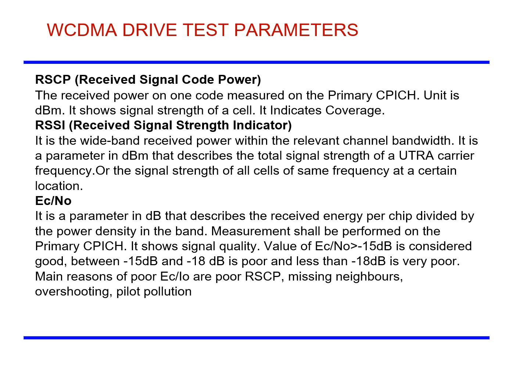Ec/No is a parameter in dB that describes the received energy per chip divided by the power density in the band. The measurements shall be performed on the primary CPICH. It shows signal quality. An Ec/No value greater than minus 15 dB is considered good, between minus 15 dB and minus 18 dB it is poor, and less than minus 18 dB is considered very poor.